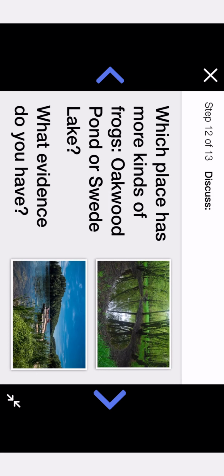Discuss. So what place has more kinds of frogs, Oakwood Pond or Swede Lake? And what evidence do you have? Discuss. Discuss. Then go to the next slide to watch the final video. Can you think of any reasons why Swede Lake has more frogs? Discuss. Then go to the next slide to watch the final video.